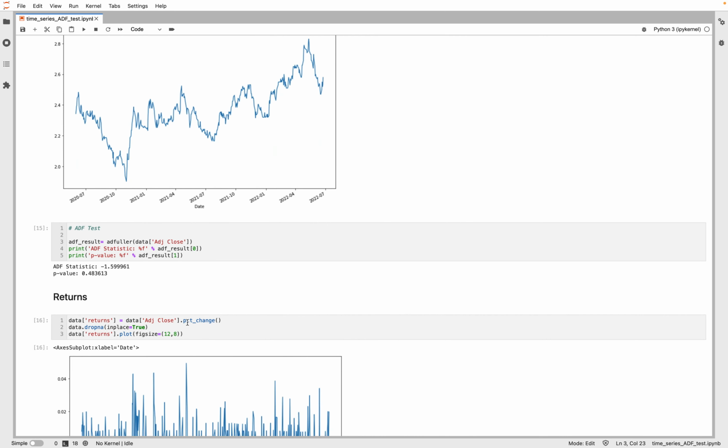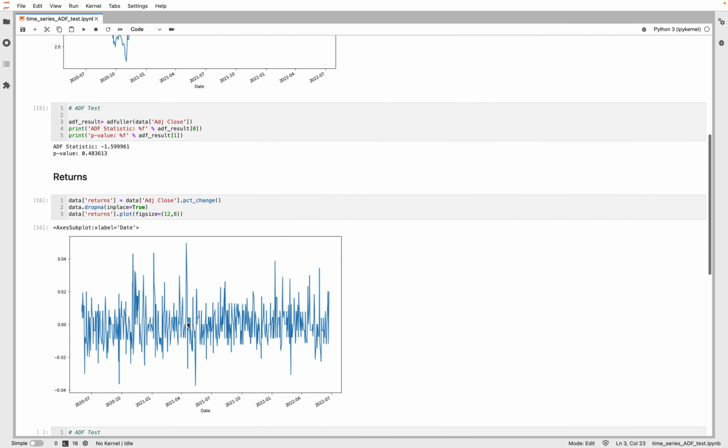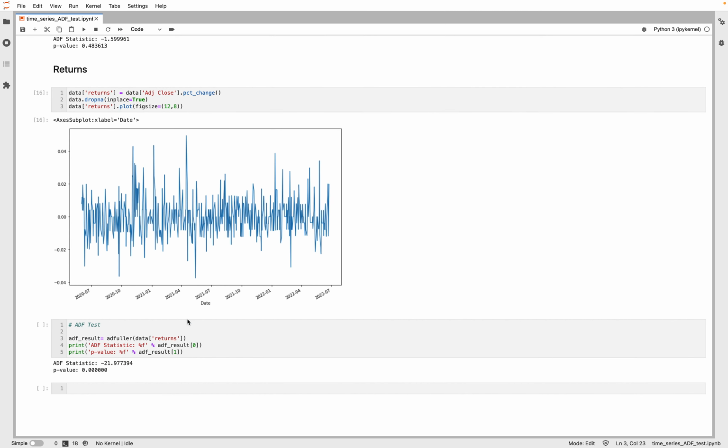Next, we look at the daily simple returns of the stock price. The plot of the daily simple returns looks pretty stationary. In order to verify this, we can also perform a simple ADF test. The result of the ADF test shows that the statistic value is -21.977 and the p-value is 0. Therefore, we have to reject the null hypothesis and conclude the daily simple returns time series is indeed stationary.